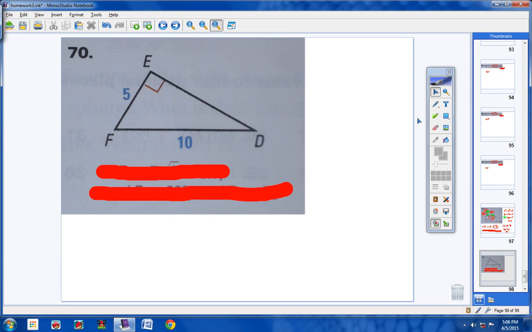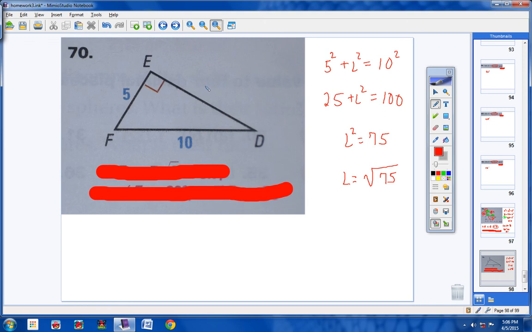first of all, students, I want you to notice that you know two sides. If you know two sides, find the third side by using Pythagorean's theorem very quickly, okay? So leg squared plus leg squared equals hypotenuse squared. So now I have 25 plus leg squared equals 100. Subtract 25 from both sides. Leg squared equals 75. Now take the square root of both sides, and your leg equals the square root of 75, which, if you type that in correctly, you will get 8.7. So this leg right here is 8.7.